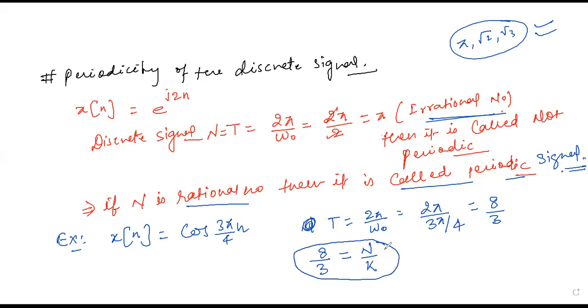Why N by k? Here we choose any value of k so that N becomes an integer, and that N will give your time period. So just relate this T equal to N by k, where we have to choose the value of k so that N becomes an integer value. So now you can write N equal to 8 by 3 times k. And if you put k equal to 3, then N becomes 8. So the time period equals 8.